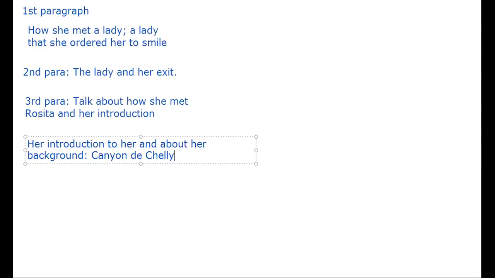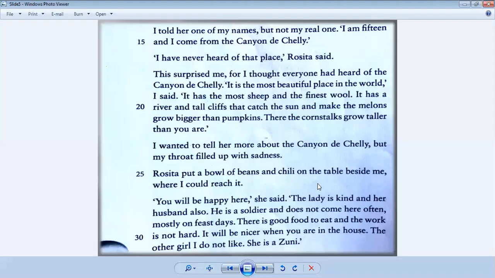And Rosita put a bowl of beans and chili on the table beside me where I could reach. So you will be here, she said. The lady is kind and her husband also. He's a soldier and doesn't come here often, mostly on the feast days. There is good food to eat and the work is not hard. It will be nicer when you are in the house. The other girl I don't like, she is Zuni.